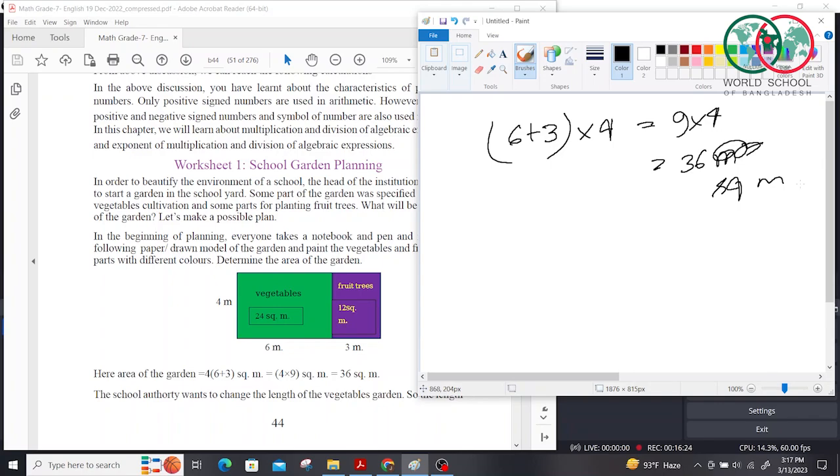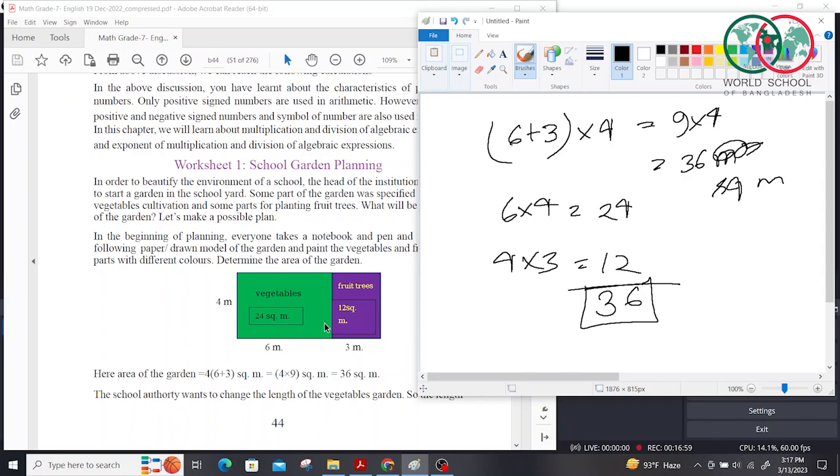Suppose we were asked just to find the green area, then we would need the length of just this green area, which is 6. So 6 into 4, which is 24. And for this other area, we can see the width of both rectangles is the same, which is 4. So it will be 4 into 3, which is 12. If we add these two areas, we get 36, which is equal to the total area. That means we can divide a single area into multiple areas, and if we add them, we will get the same area.